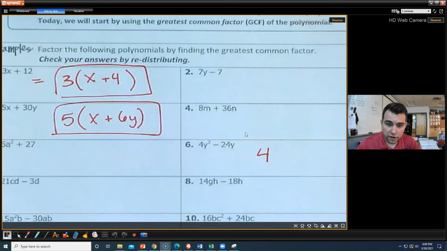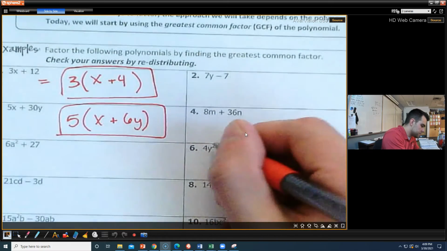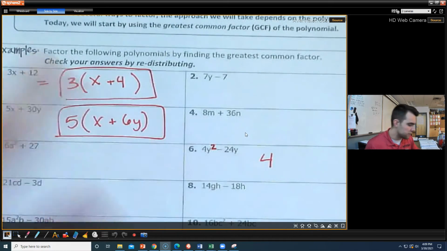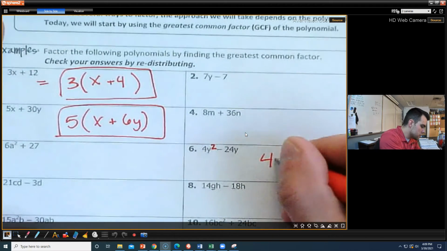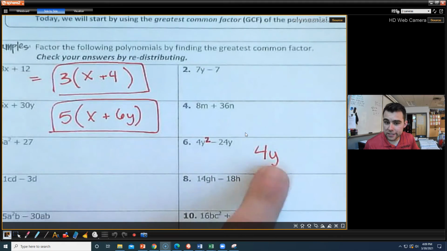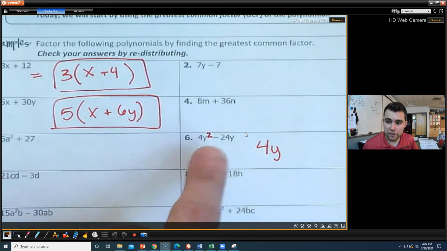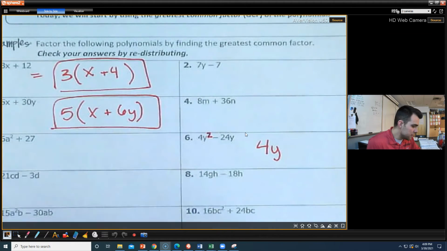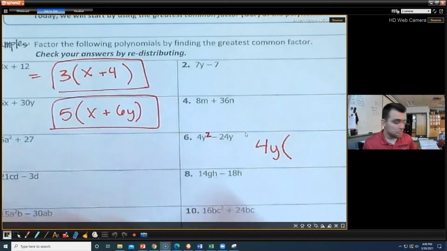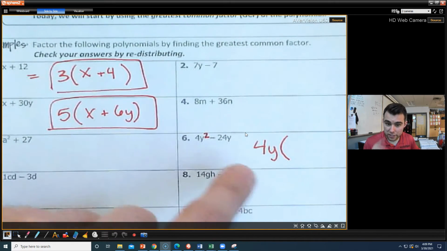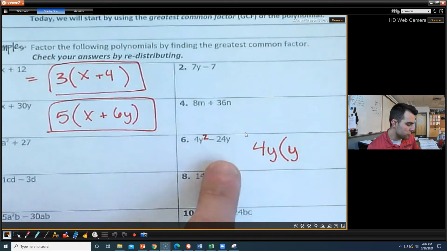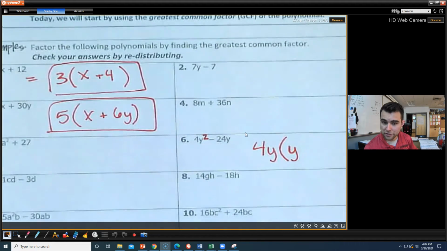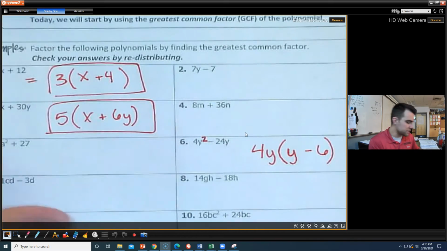But I also need to look at their variables. Well, this one has a y squared. And this one also has a y to the first power. Well, since they both have a y in there, I can pull out a y, okay? y to the first power is the greatest thing they have in common. So I pull out my 4y, and I'm left with my remainder. So 4y squared divided by 4y is going to give me just a positive y. And then negative 24y divided by 4y, well, the y's will cancel. And so negative 24 divided by 4 is just negative 6. And that would be my answer.